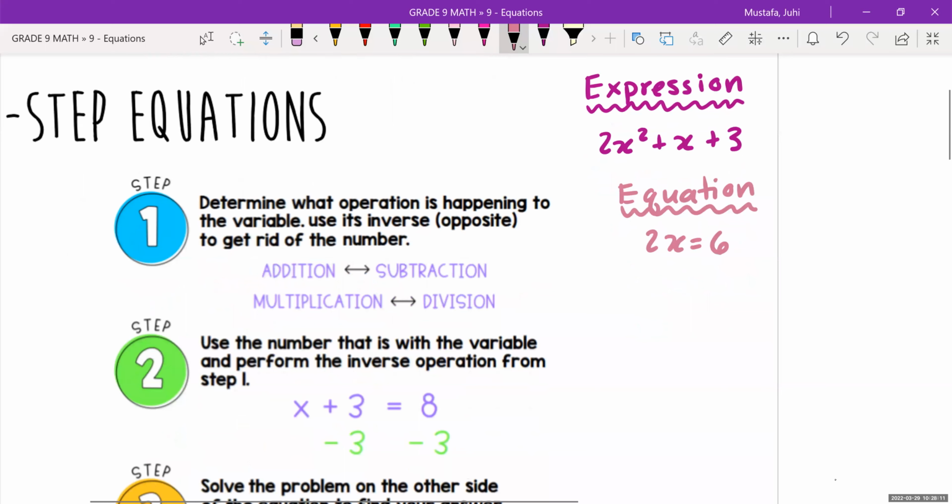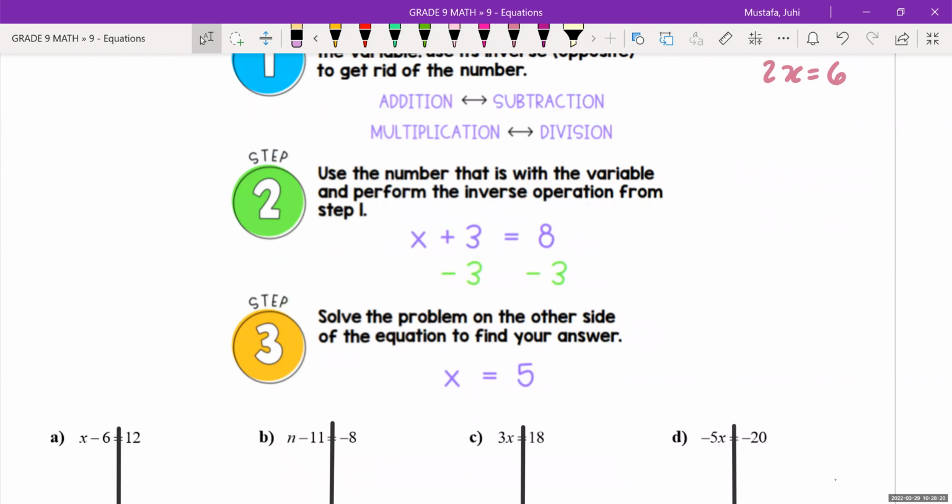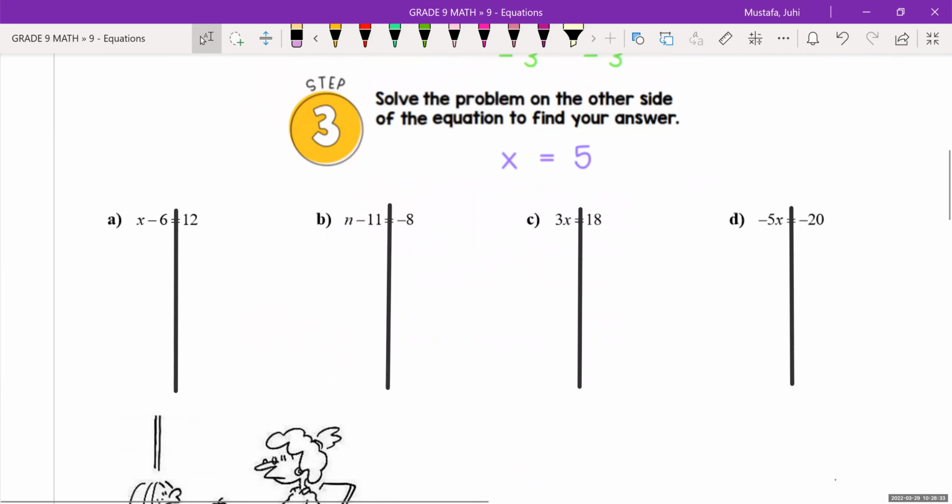Okay, so here are the steps of solving one-step equations. First, we're going to determine what operation is happening, and then we're going to do the opposite of it. We're actually not going to do some of these middle steps because I think that was more middle school. So I'm going to show you just ways to reduce the number of steps you're doing. And then step 3, you're going to solve the problem and write your answer. So let's start with 4 really easy examples.